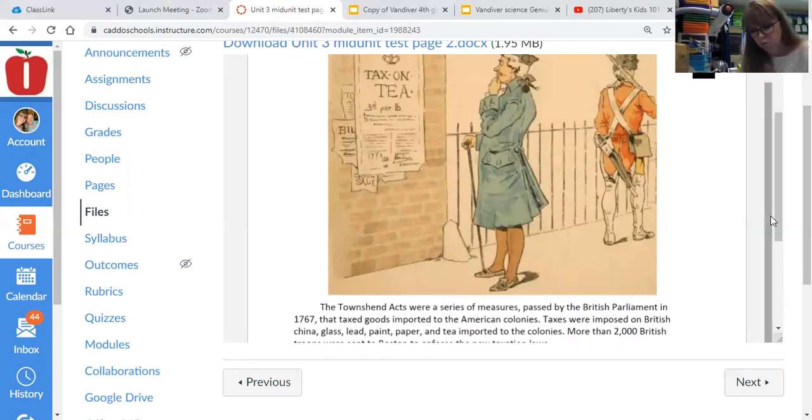So, using source 2, what slogan was created by patriots that argued against taxes that were enforced by the Townshend Revenue Acts? A, give me liberty or give me death. B, no taxation without representation. C, united we stand, divided we fall. Or D, all men are created equal and have the right to life, liberty, and the pursuit of happiness.